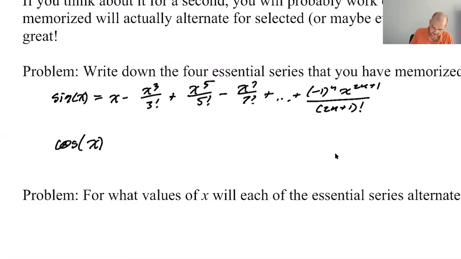When I looked at that series before, I was like, oh, I think this is e with something plugged in. And the reason I knew that was because I have these memorized. And I saw the n factorial in the denominator. That was the tip off.